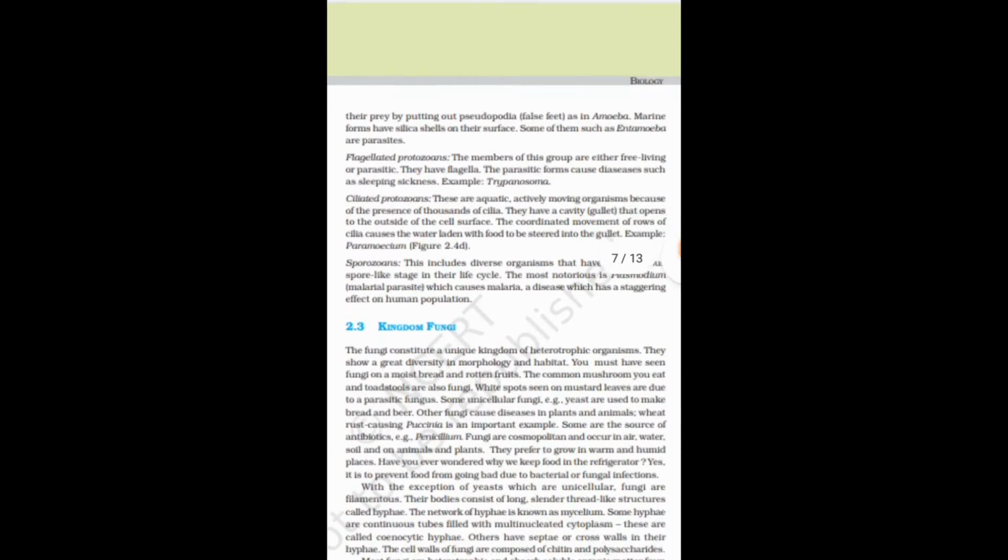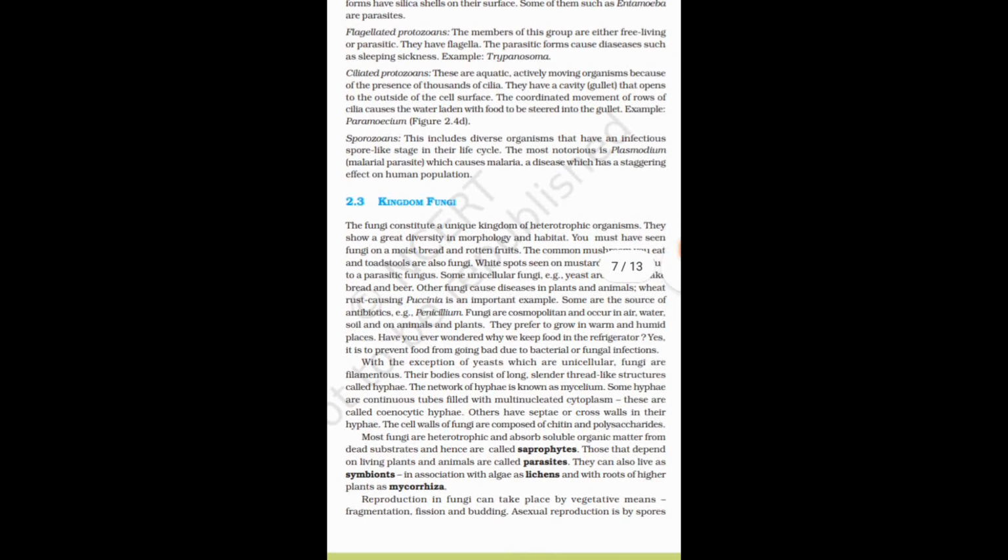Some of them, such as Entamoeba, are parasites. Flagellated protozoans: the members of this group are either free-living or parasitic. They have flagella. The parasitic forms cause diseases such as sleeping sickness. Example: Trypanosoma. Ciliated protozoans: they are aquatic, actively moving organisms because of the presence of thousands of cilia. They have a cavity, the gullet, that opens to the outside of the cell. The coordinated movement of rows of cilia causes the water laden with food to be steered into the gullet. Example: Paramecium.